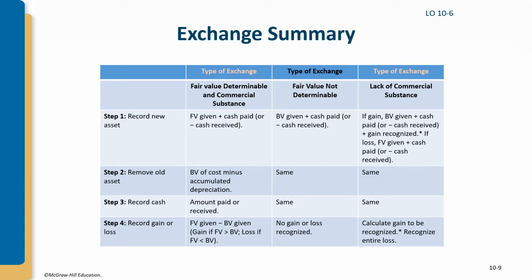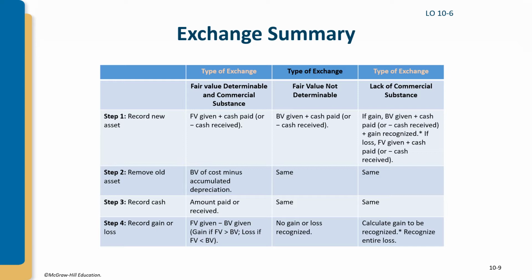So this is fair value determinable, and the transaction has commercial substance. Step 2, remove the old asset, the cost, and the accumulated depreciation. Step 3, record the cash component, whether it's paid or received, and then record gain or loss. If there's commercial substance and the fair value is not determinable, book value of the asset given up plus cash paid is the cost of the new asset. Remove the old, record the cash.